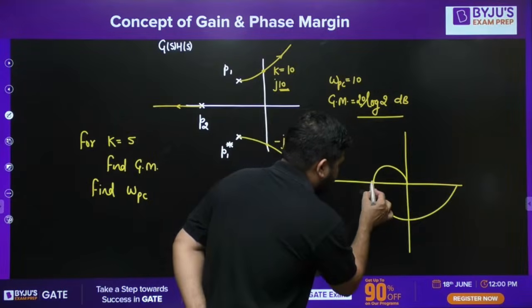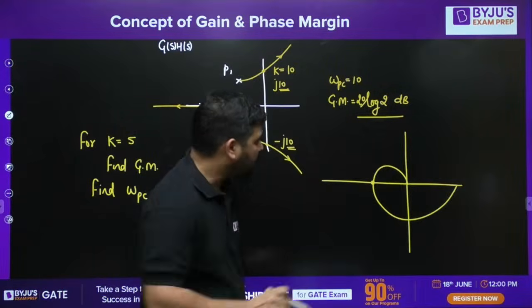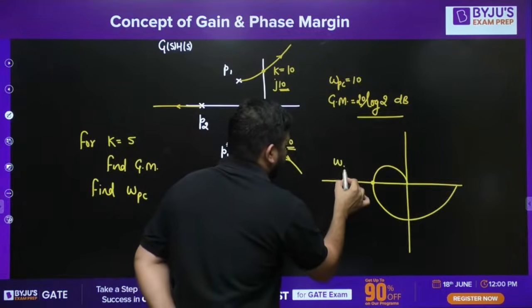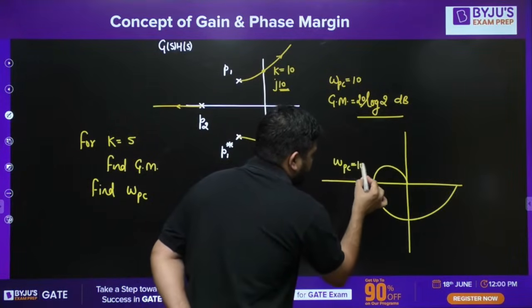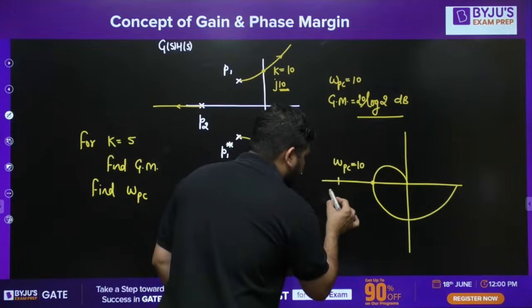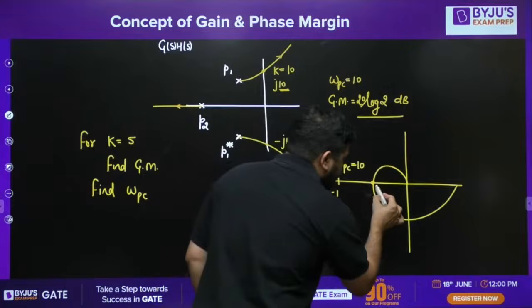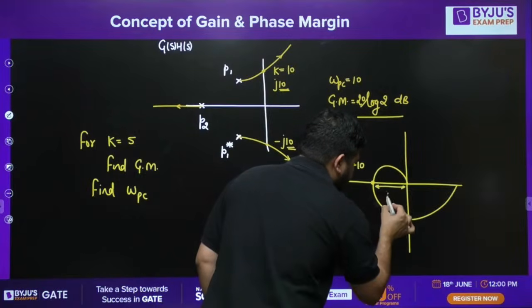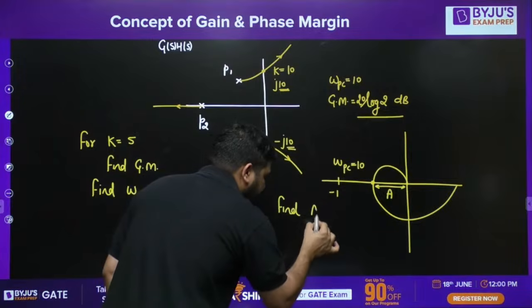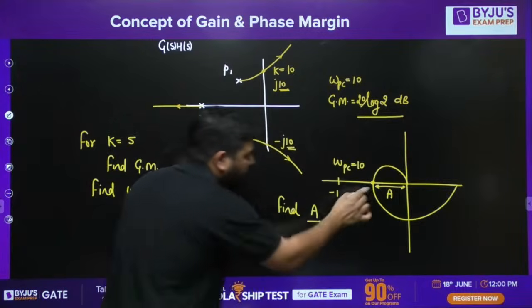Now this is the point. At this point, the frequency is given as 10. This is my omega PC. It is given as 10. This point is given as minus 1. What is this length A? Tell me guys, find A in the polar plot. How to find A?